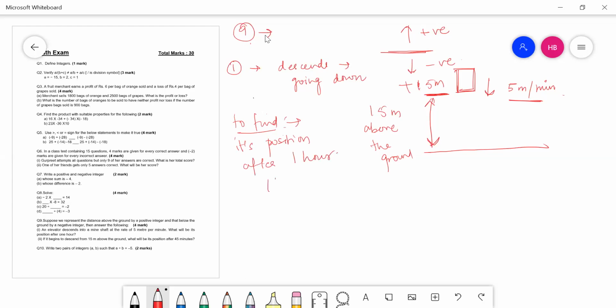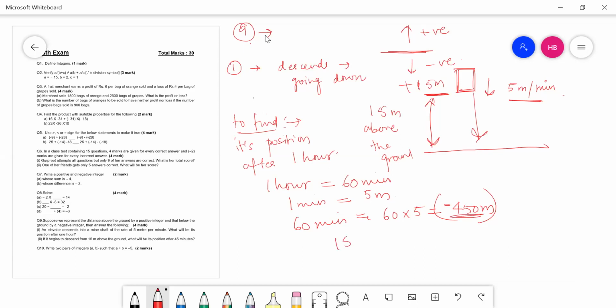So 1 hour has how many minutes? It has 60 minutes, right? So in 1 minute, how many meters is it going? 5 meter. In 60 minutes, how many meters will it go? 60 into 5, which is 300 meter. But it is going down, so it will be minus 300 meter, because I am going to travel in the negative direction.